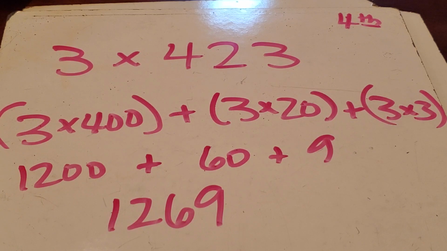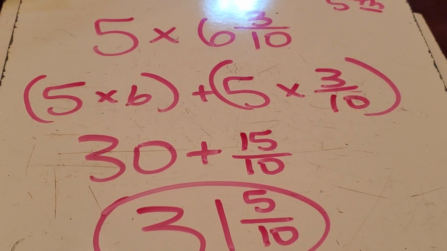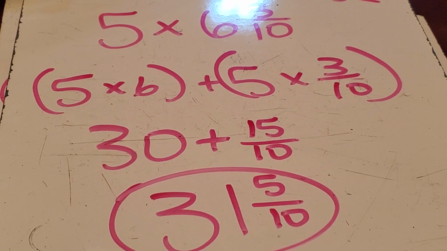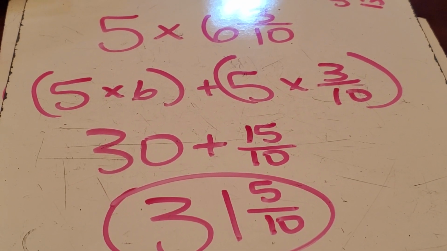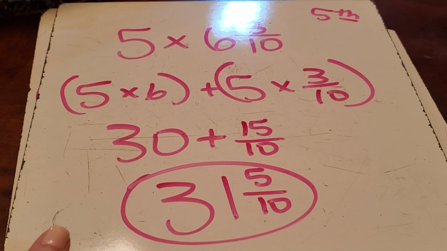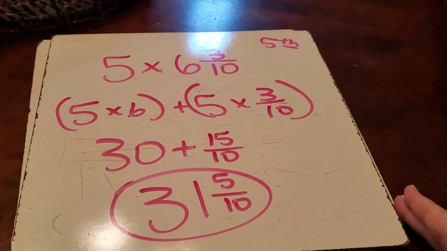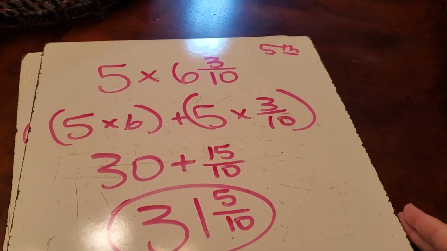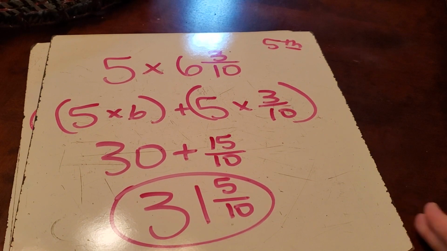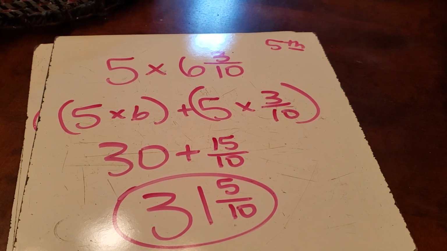So now, how are we then going to use that distributive property when we get to 5th grade? Well, 5th grade and fractions, oh my, right? So what can we do here? I'm trying to get that out of the light, and I'm not being very successful. I'm so techy. All right, we're going to go with it. It's 5 times 6 3/10, okay?